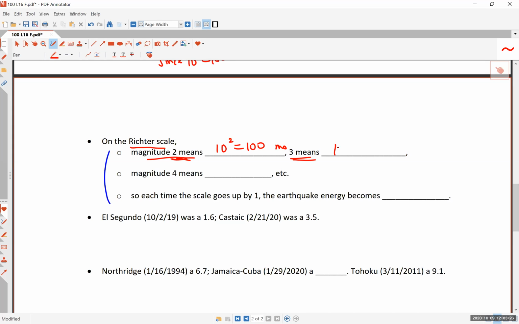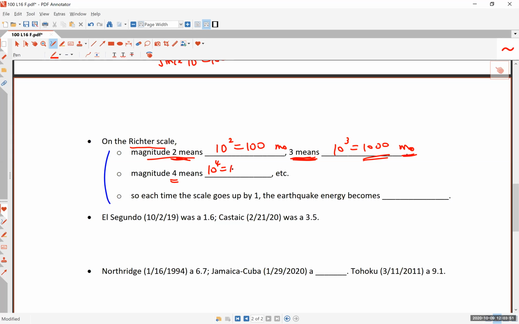Magnitude 3 means what? 10 to the third, which is 1,000, okay, times mu naught. All right, so when you say there's an earthquake which measures 3.0 on the Richter scale, what that means is that the energy released by the earthquake was 1,000 times that mu naught, which was that reference number, universally defined.